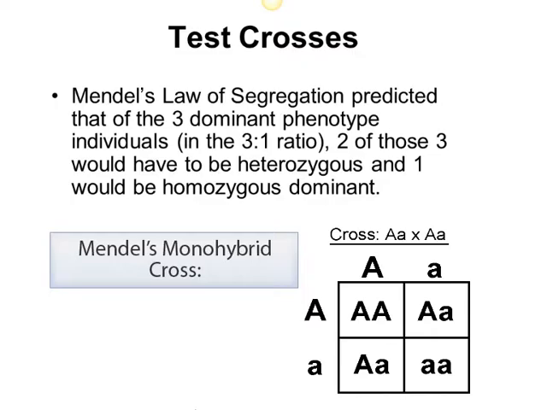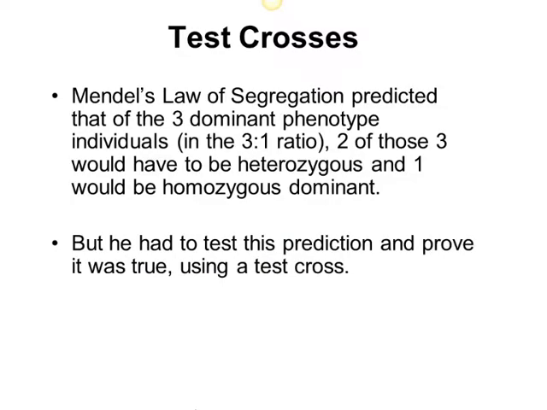And so Mendel set up what we call the test cross to answer that question, to verify whether 2 of his 3 dominant phenotype individuals were actually heterozygous. A test cross is simply a cross of an unknown dominant phenotype individual, unknown genotype, to a completely recessive individual. And then by looking at the offspring of that cross, you can determine what the dominant parent genotype actually is.